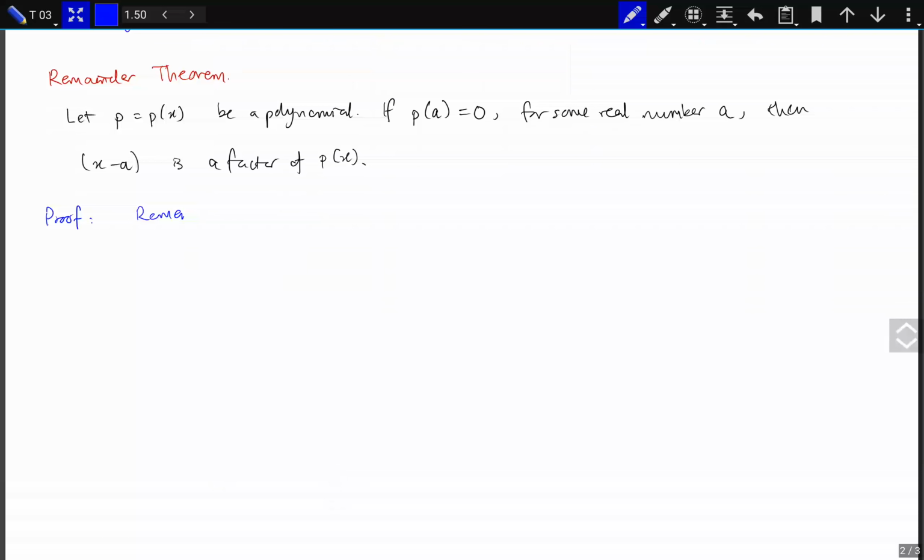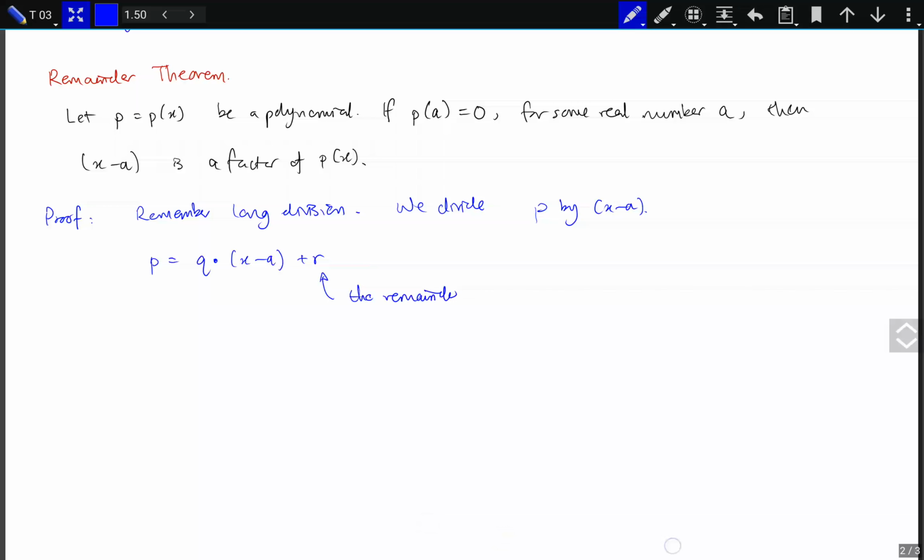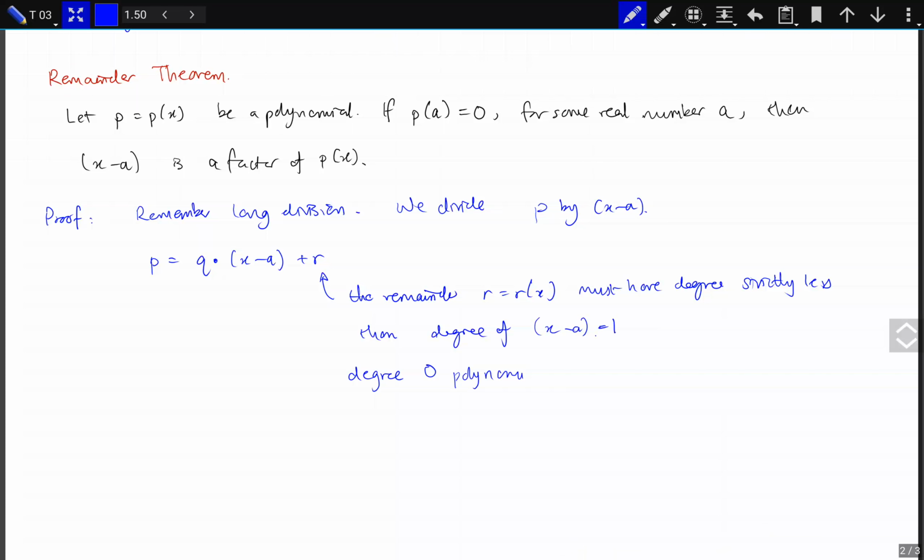So if you remember long division, we divide P by x minus a. By long division, what we have is that P has to equal some polynomial Q times x minus a, plus some remainder R. And in the process, this remainder term, which is also a polynomial, must have degree strictly less than the degree of x minus a. But that's 1, right? So a degree which is a non-negative number strictly less than 1 must be 0. So degree 0 polynomials are simply constants.